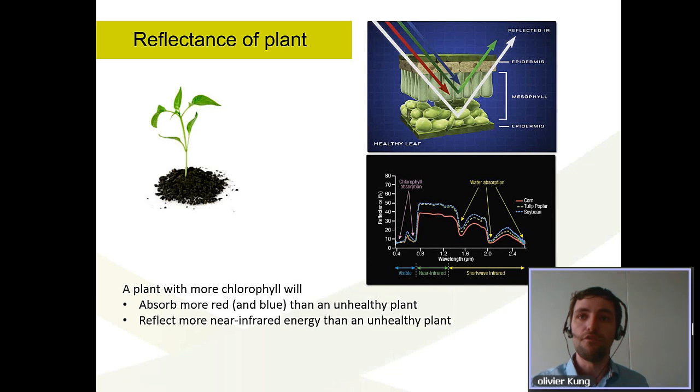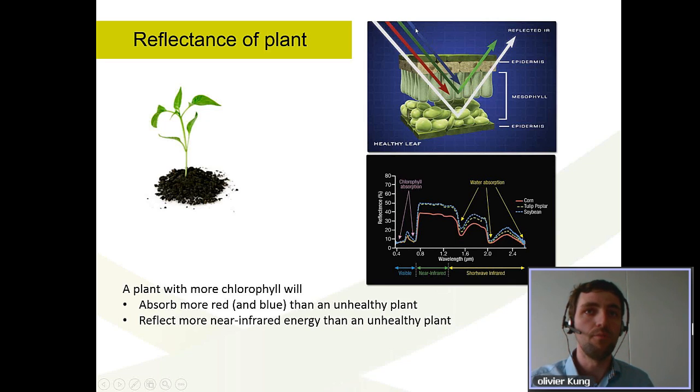This is basically the photosynthesis, which is taking the energy from the sun to transform it into a process useful for the plant. On the other hand, which is also an interesting fact, it reflects more near infrared energy than an unhealthy plant. These two statements can be quite nicely visualized in the graph above there.